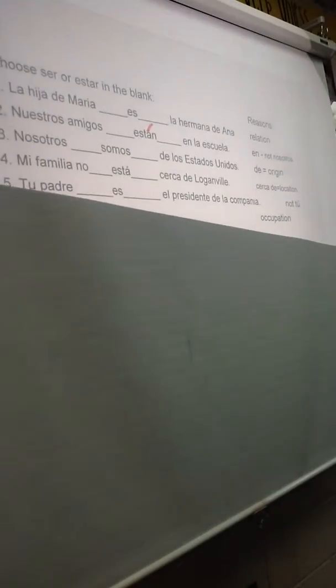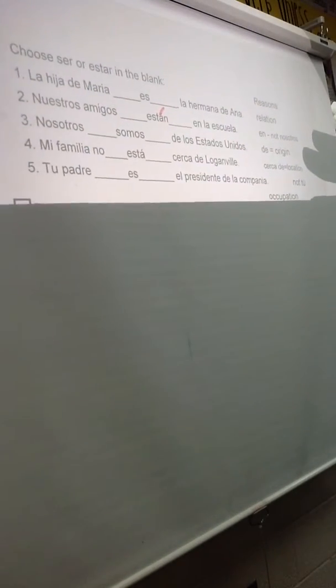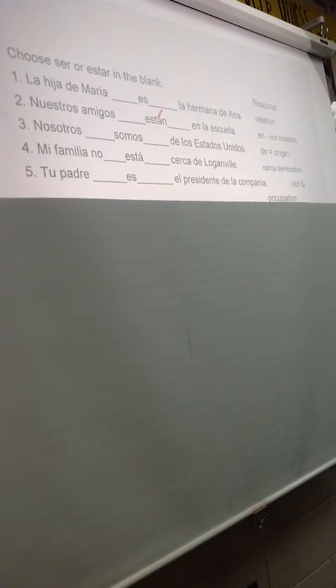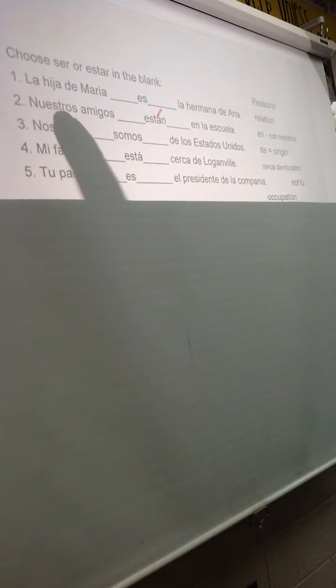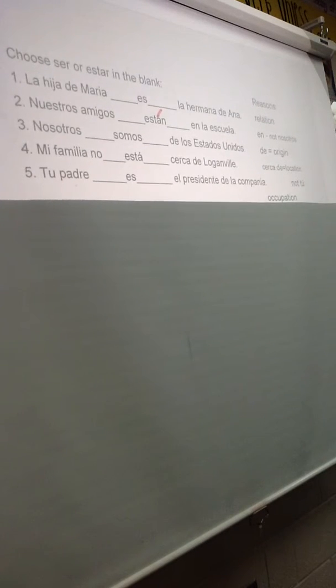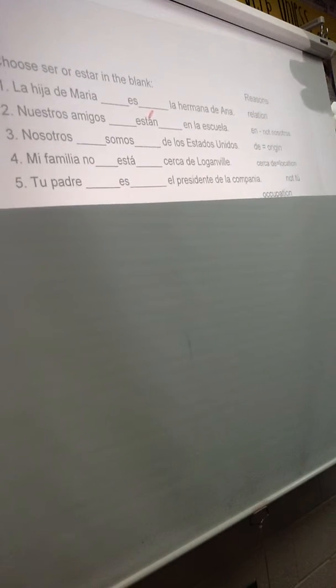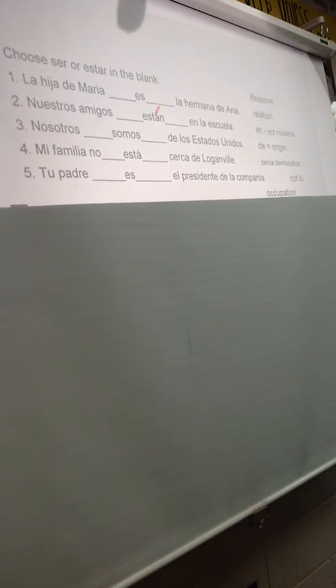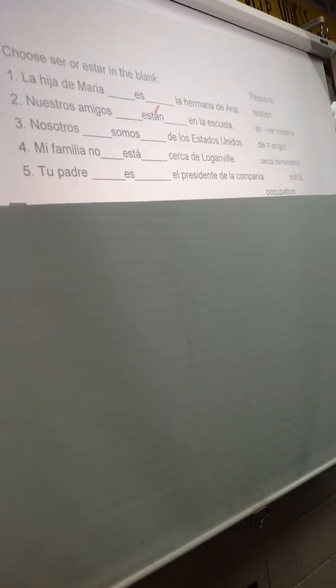So we had a couple of practice with ser and estar. I gave you the reasons why we use each one over on the right. Hija de Maria is talking about a relationship. Any family relationships will always be ser. Our friends, here's one that a lot of people want to automatically do nosotros. These are not the same words. Our friends are in school. That's always a clue for location. Then we are from the United States, always a clue for origin, for ser.